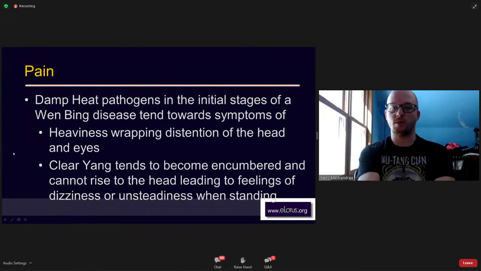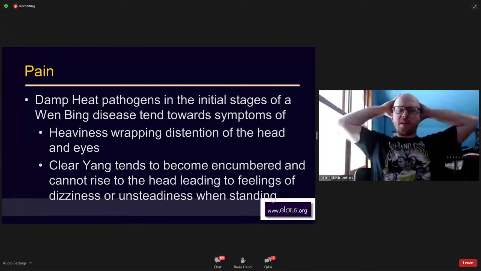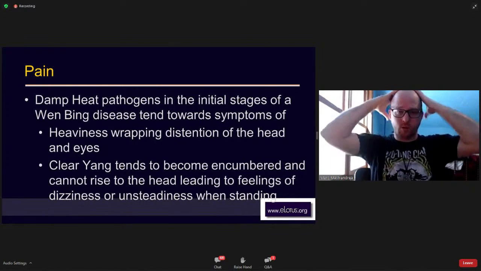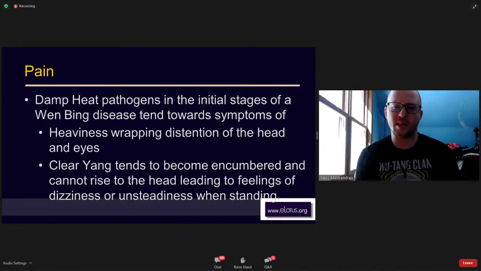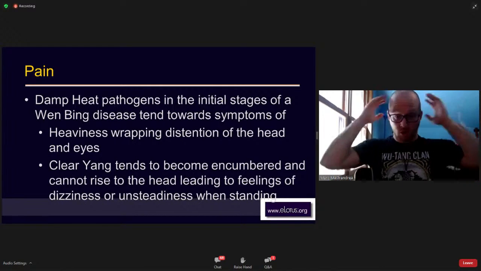Damp heat pathogens. In the initial stages, in the beginning of a Wen Bing disease, whether you're in the Wei layer or the Qi layer or whatever, you can generally feel a heaviness in the head, and it wraps around. You have a distension in the head, like it feels full, like there's a wet towel. You can even feel pressure behind your eyes, pushing them out. This type of discomfort can happen from a damp heat pathogen in the initial stages of Wen Bing.